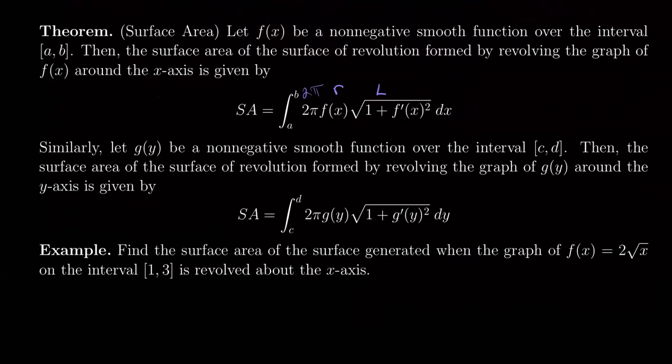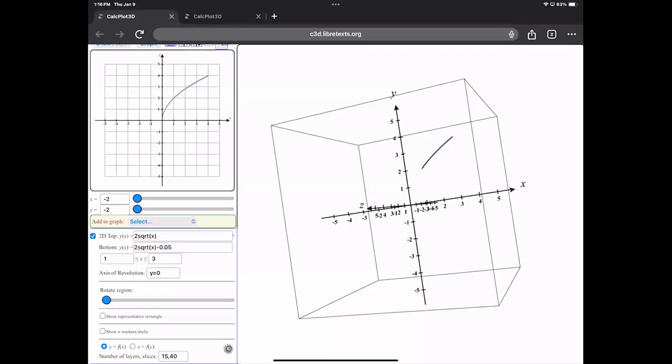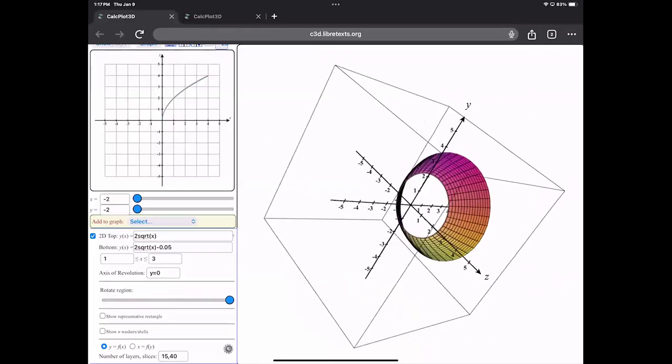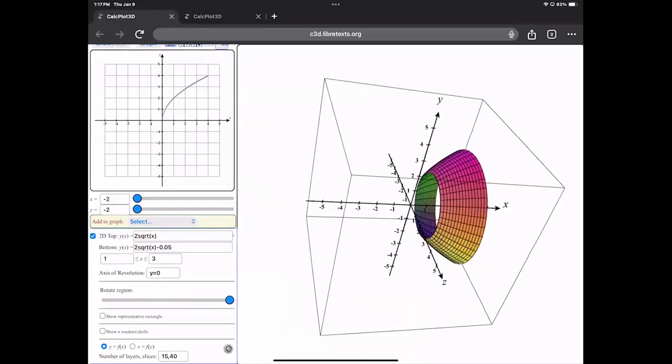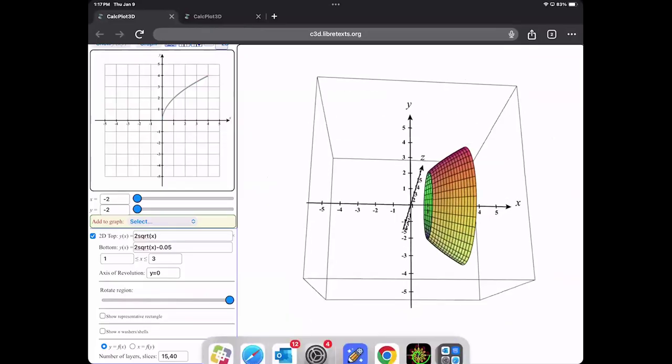Let's practice. Not only are we going to practice, I do want to show you a quick visual of it. Let's imagine that I have some curve that you see there in 2 dimensions on the left. This happens to be 2 times the square root of x. What I'm going to do is pick it up and revolve just the curve around the x-axis. And you should see this is like a hollow object. This is what I'm finding the surface area of. Okay, that's the visual for us.